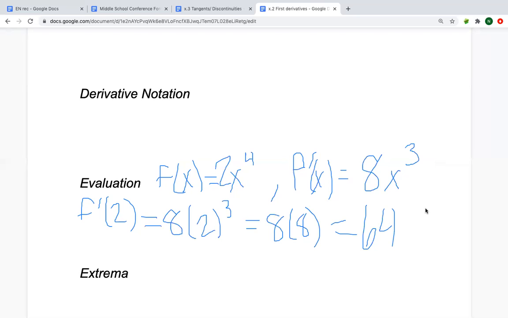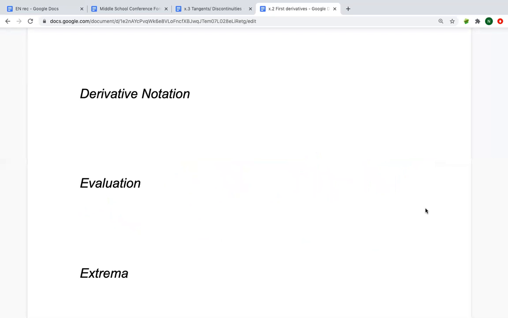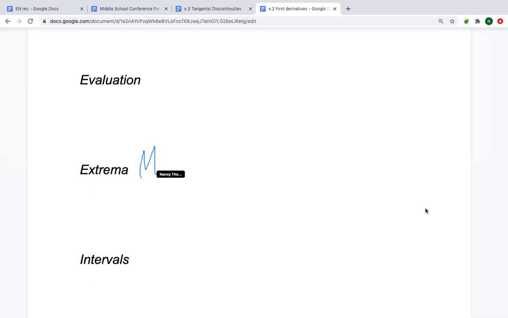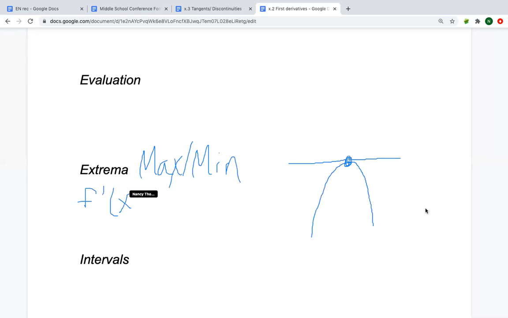This also helps us find our extrema. Extrema are your maximums or minimums. When you imagine a picture of a maximum, if you were to find the slope at this given point, it's 0. So what we can do to find the max or min is set our derivative equal to 0 and solve.